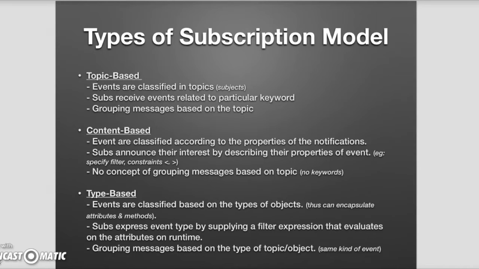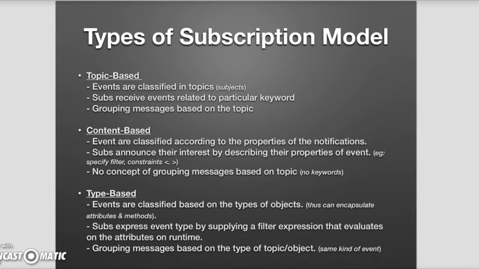In content-based, the events are classified according to the properties of the notifications, and the subscribers announce their interest based on the properties of the events. For example, you can specify constraints like more than or less than. I'm going to explain an example of content-based later on. And there's no concept of grouping these messages based on topics. There are no keywords because they always talk about the properties.